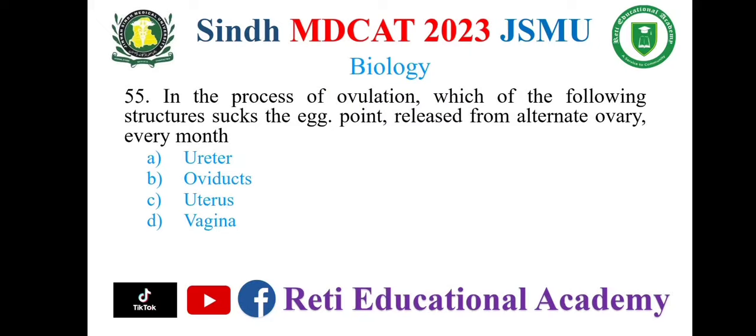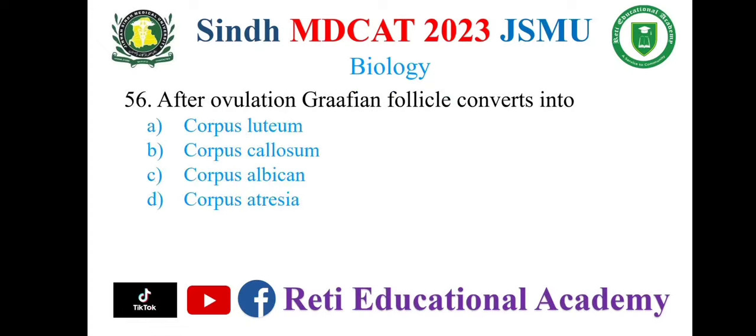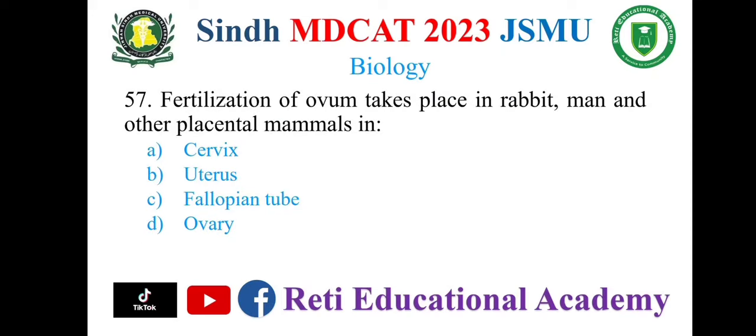Question number 55. In the process of ovulation, which of the following structures sucks the egg released from alternate ovary every month? A, ureter, B, oviducts, C, uterus, D, vagina. And the correct option is B, oviducts. Question number 56. After ovulation, graafian follicle converts into A, corpus luteum, B, corpus callosum, C, corpus albicans, D, corpus atresia. And the correct option is A, corpus luteum.